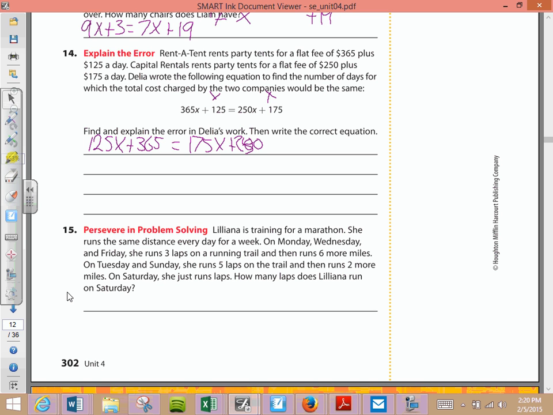When I was reading that, I was like, okay, well, I know a lap can be very different, because whenever you're running on a track, it's like 400 meters. And then somewhere else, it could be a lot bigger or a lot smaller. So the question here is, how many miles are in a lap? And that should automatically trigger your brain to say, that's my x, because I don't know. And that's it. Put it together.